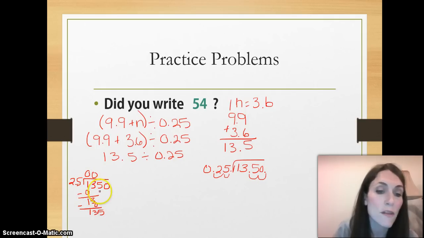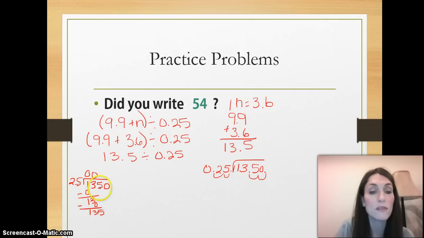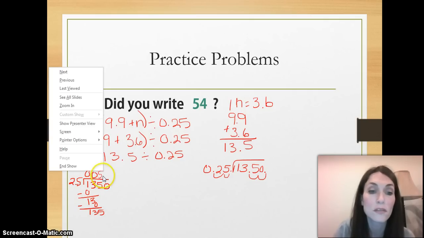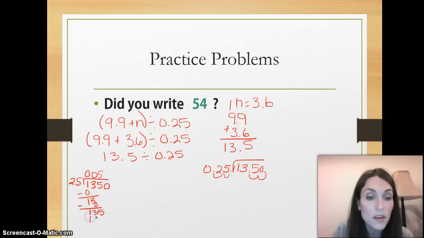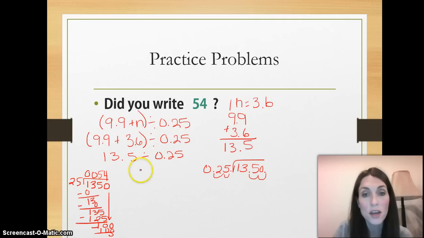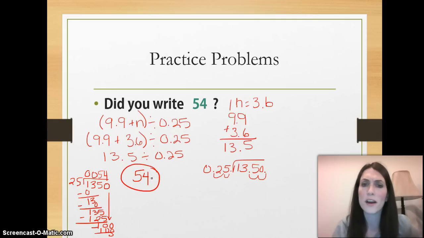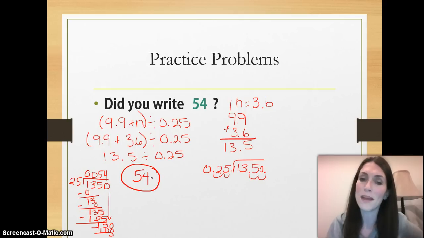I know that 25 times 4 is 100, so 25 times 5 is 125, which is going to get me very close. So this is 125. I'm subtracting. I'm going to bring down that 0. And 25 times 4 is 100. So I just got to practice my decimal division. So the answer to this problem is 54. Nice job if you got that one right. That was quite a bit of different types of math that we had to do.